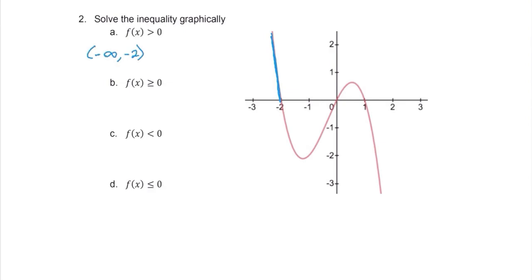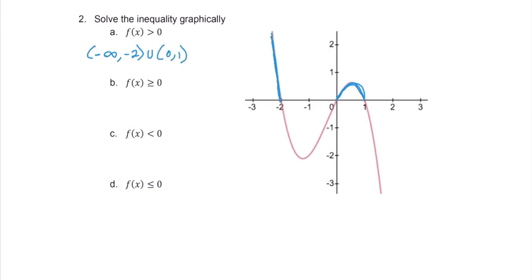And then we're also above the x-axis in this interval, and that is from 0 to 1. Notice that we are using parentheses because of the strict inequality. We're not including those x-intercepts.